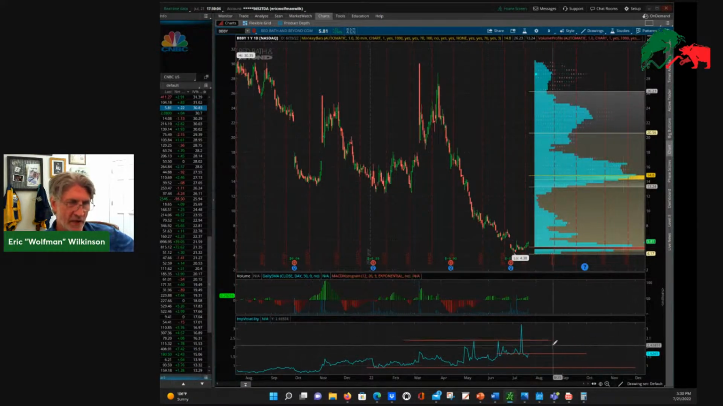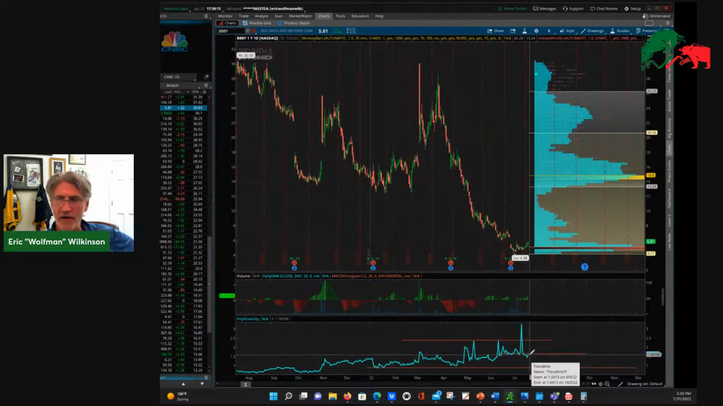So again, I would look at this as your sell zone. This is your buy zone. This would be a good place for a butterfly. I don't know what your directional assumption is here.